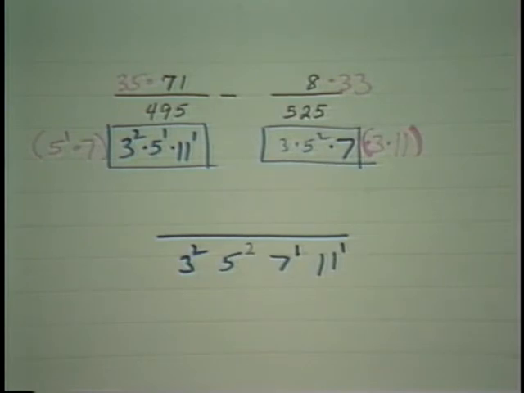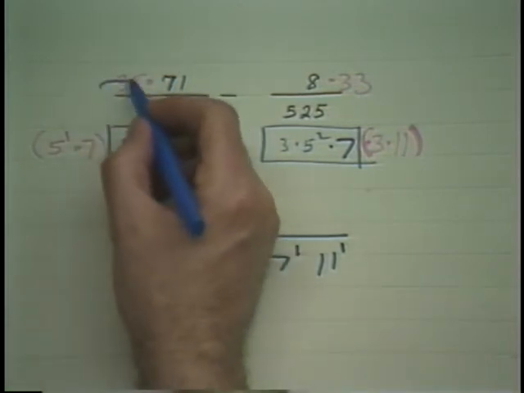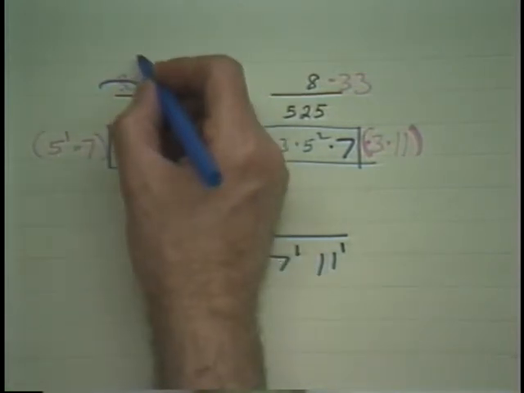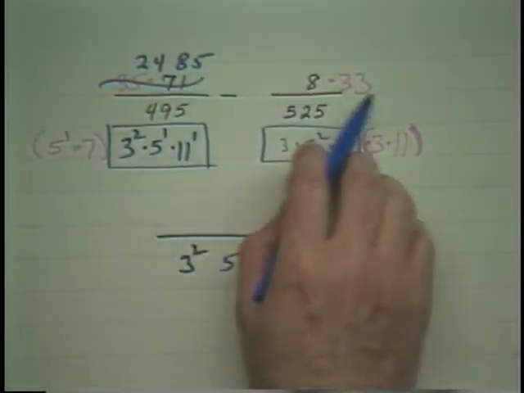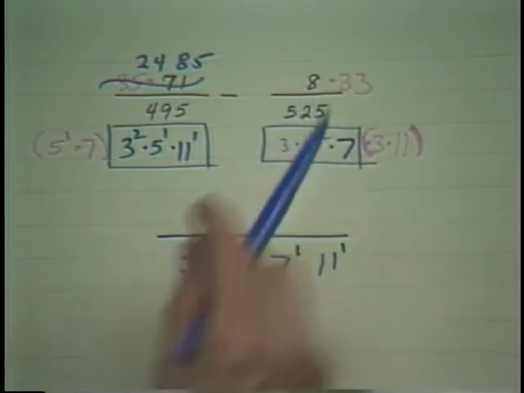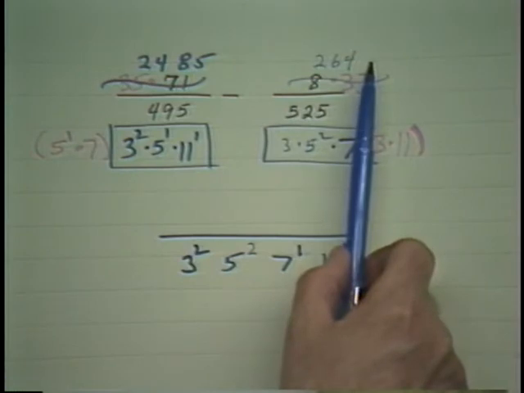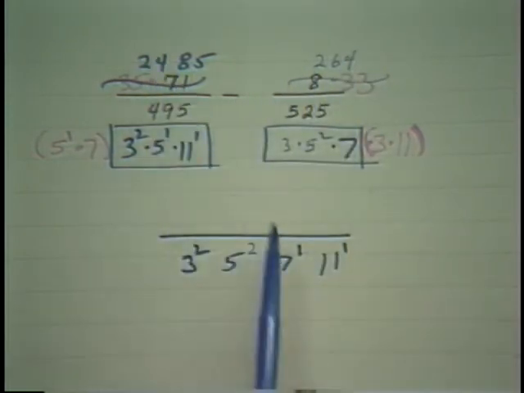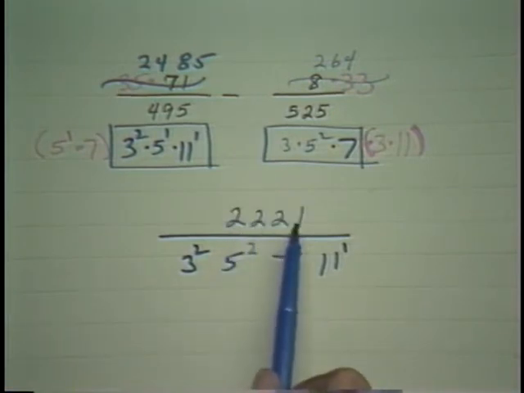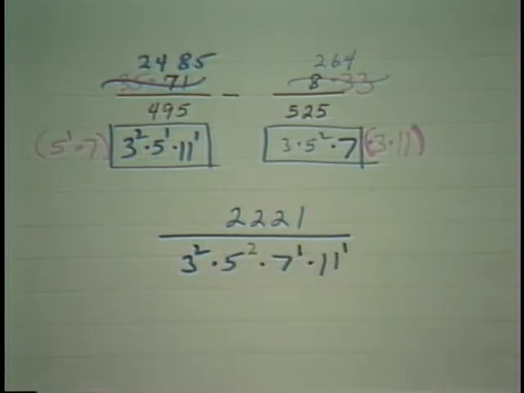So now, multiplying 35 times 71 in this case, the new transformed top becomes 2485. And multiplying these two factors, that top becomes 264. And now subtracting this top from this top to get the top of the answer, we get 2,221 over the product of these four factors.